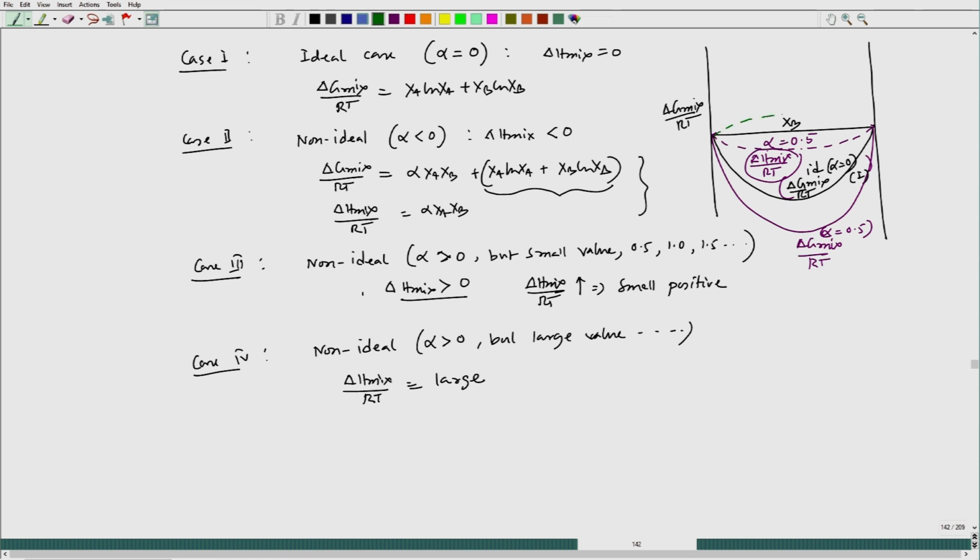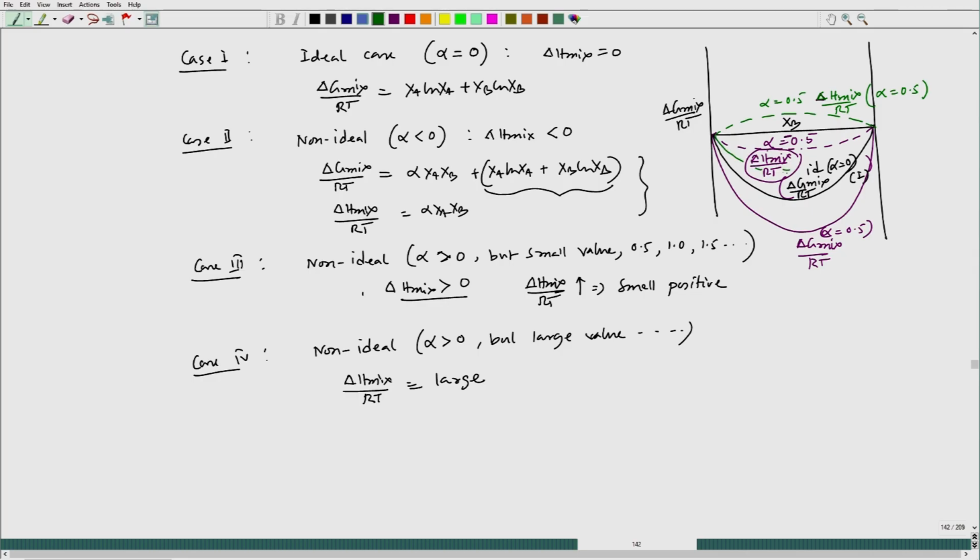So, let us say small positive, alpha equal to 0.5, and here it is minus 5 (remember, minus 5 was the second case), but here it is a positive 0.5. So, this becomes delta Hmix by RT where alpha equal to 0.5, and that time my free energy plot, that delta Gmix by RT plot, would be above the delta Gmix by RT when it is ideal. We have seen that in the last class.